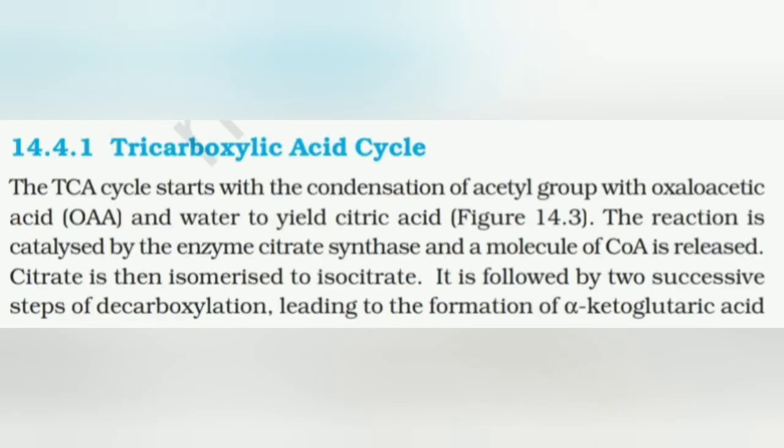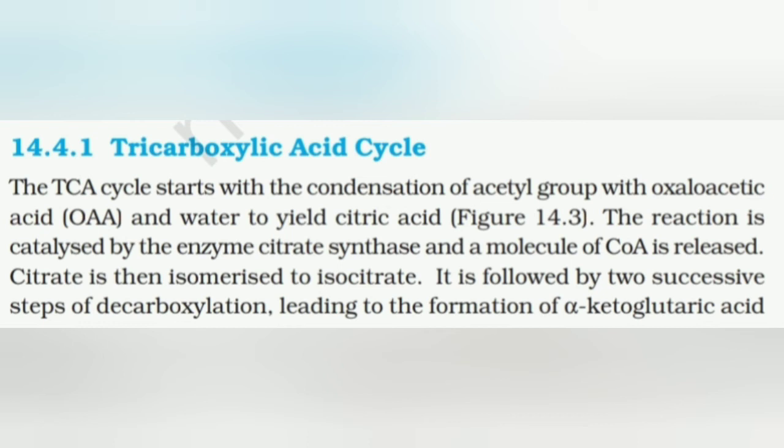So TCA, tricarboxylic acid cycle, also known as Krebs cycle, starts with the condensation of acetyl group with oxaloacetic acid: the acetyl group of acetyl coenzyme A, OAA and water yield citric acid. The reaction is catalyzed by the enzyme citrate synthase and a molecule of coenzyme A is released, which was utilized during the first reaction. Citrate is then isomerized to isocitrate.